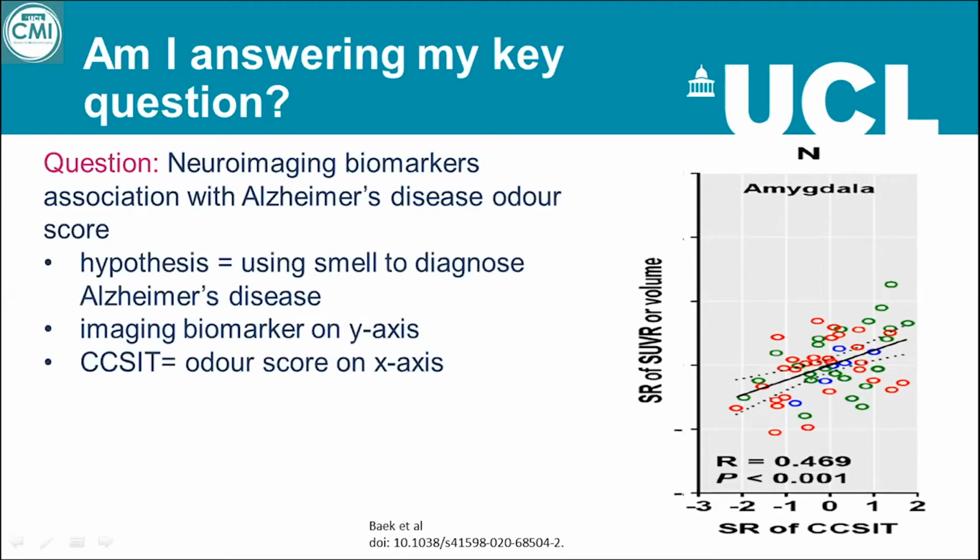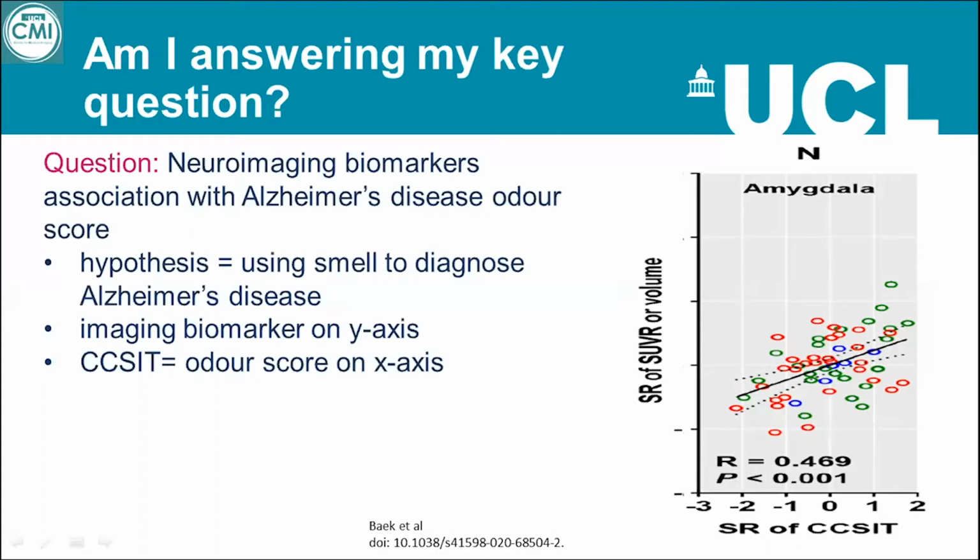So their hypothesis is that you might be able to use smell, and they're using this odor score, to actually diagnose Alzheimer's disease. That's part of what they're doing. And they've also decided to look at it with imaging biomarkers. This is one of many graphs in that paper. In fact, this is the graph that shows the best relationship between this odor score and the imaging biomarker score. So I'm looking at this and I'm thinking, oh yeah, look, we've got an R, we've got a p-value, it's really significant. We've got a nice regression line, and then we've got confidence intervals.